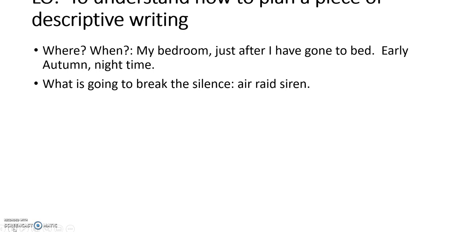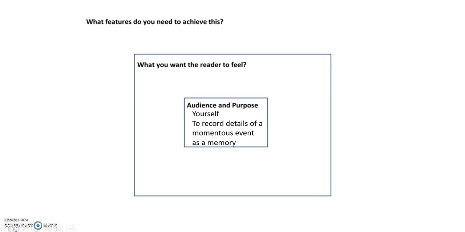Okay, so my one is going to be in my bedroom just after I've gone to bed. And it's going to be early autumn, that time of year, and it's going to be set at night time. Okay, so you're familiar with this sort of box grid. So this is the same for all of us. Your writing is actually a diary that you're writing for yourself, but for your future self. You know this is important, the war is important, so you're recording as many details of the event as possible so that you have a memory of it when you are older.